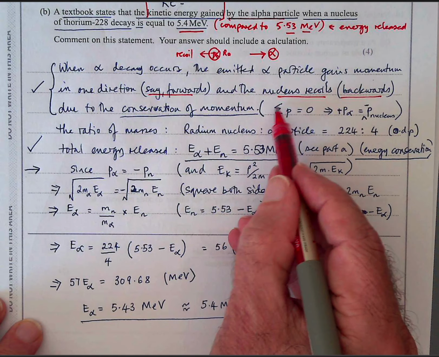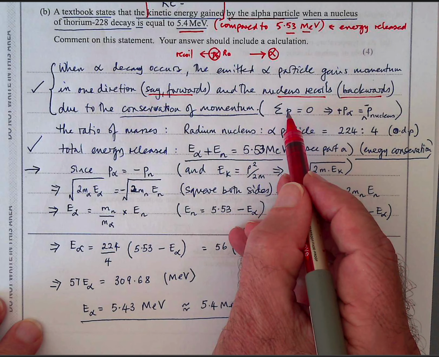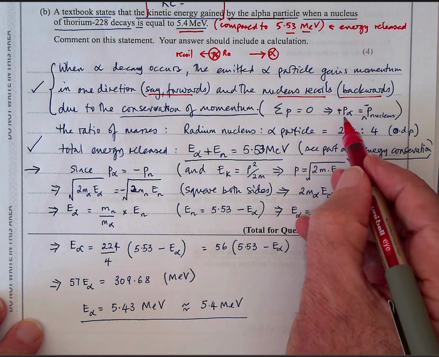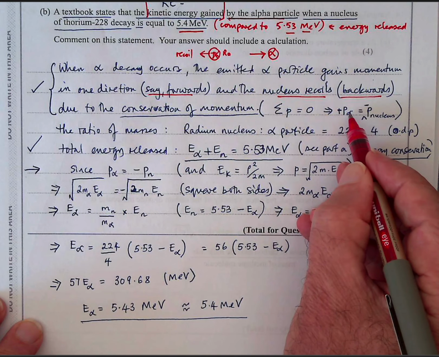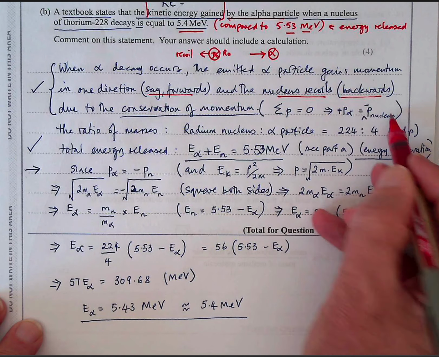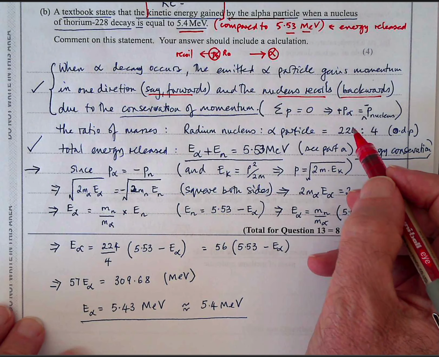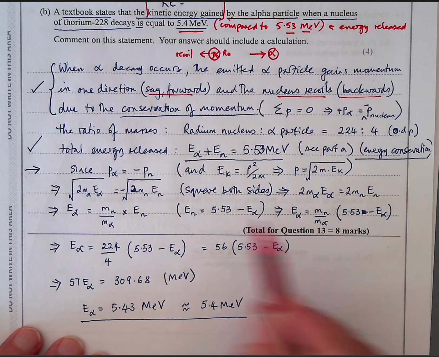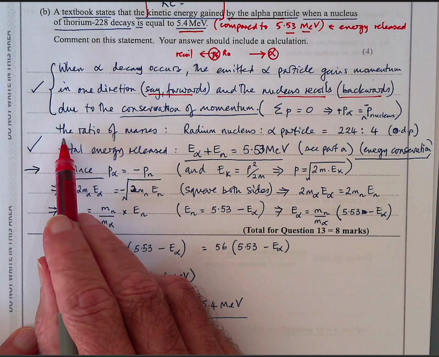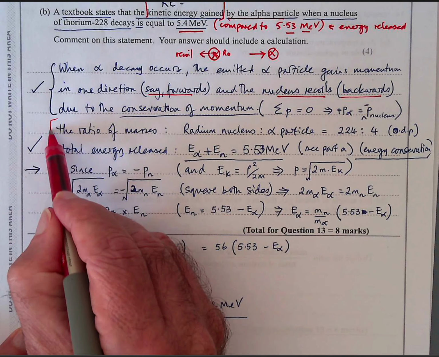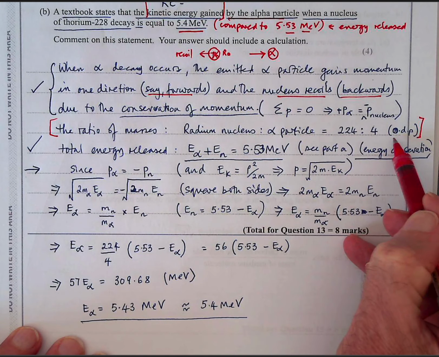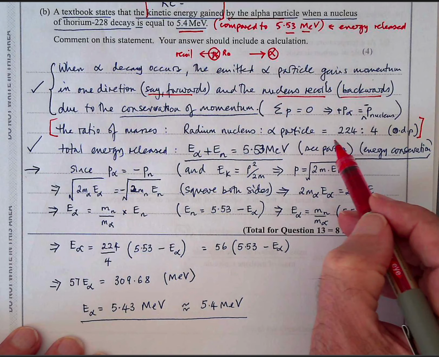Mathematically, the sum of the momentum before was 0, so the sum of the momentum after was 0. So the positive momentum of the alpha will equal the negative momentum of the nucleus. They will get 1 mark for understanding the conservation of momentum as the main principle. Then you need to know the ratio of the masses, roughly 224 to 4.